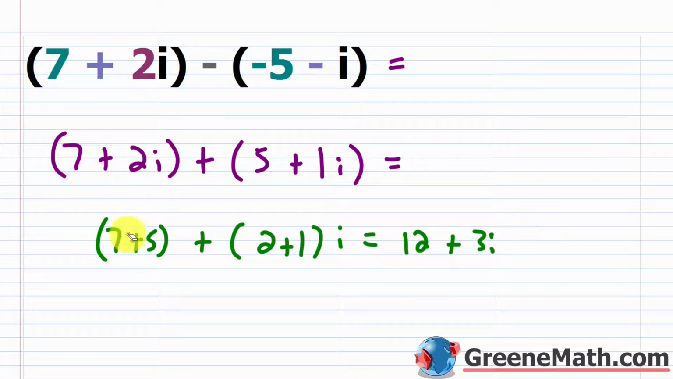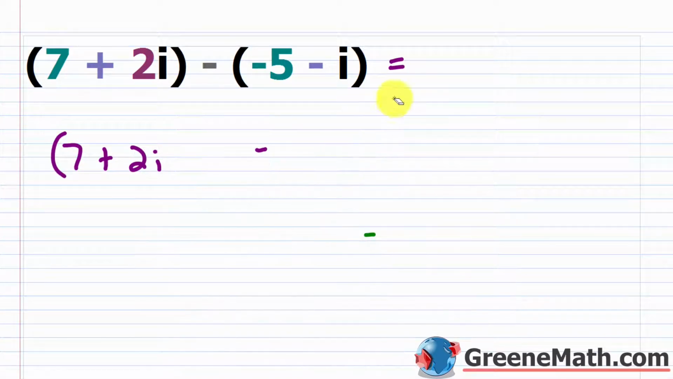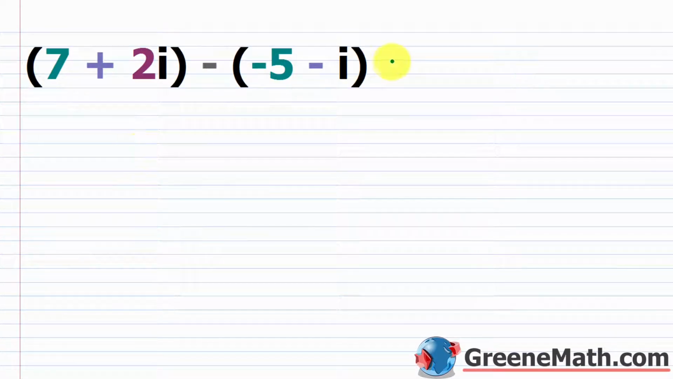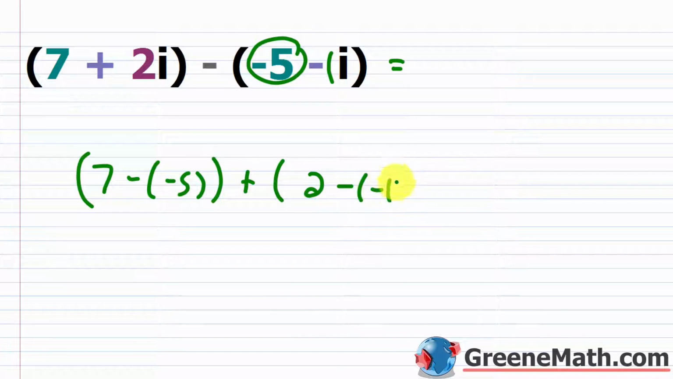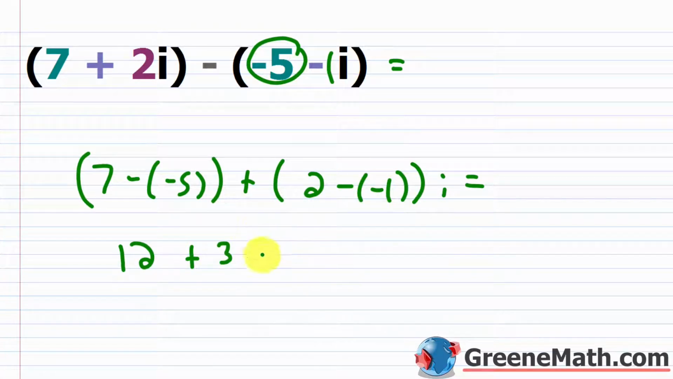And again, if you want to do this with subtraction, you can. It's going to look a little bit different. So what you can also do is say that you have 7 minus, in this case, this is a negative 5, so be very careful, okay? And then you have plus, you're going to have 2 minus, this is a negative 1, so again, be careful, okay? And then times i here. 7 minus a negative 5 is 12. And then plus 2 minus the negative 1 is 3, and then times i. So same answer either way. I think it's more straightforward if you do addition of the opposite.